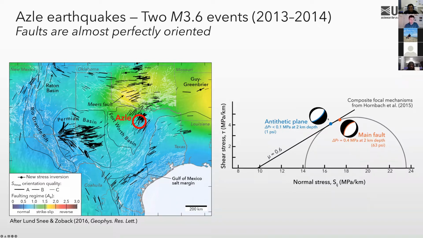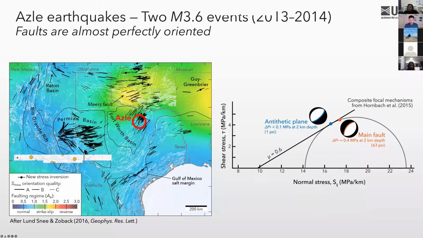And we found that they were extremely well oriented for failure, and in fact, very little pore pressure. We're talking much less than a megapascal for one of the fault planes would have been needed to make it fail. And in fact, this is what we're seeing in many cases. It appears that in general, a lot of the induced earthquakes that have occurred, at least in areas of wastewater disposal, seem to be occurring in response to very small changes in pore pressure.